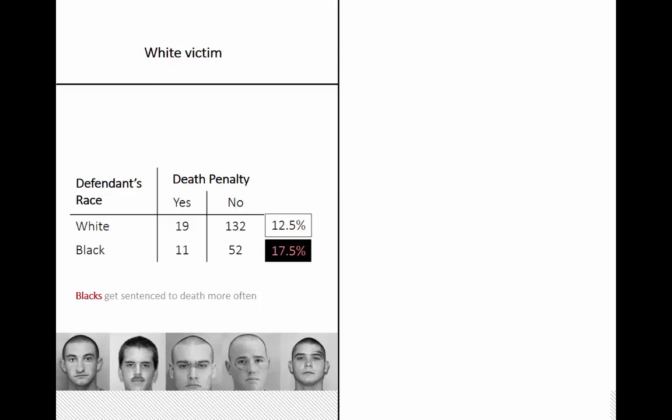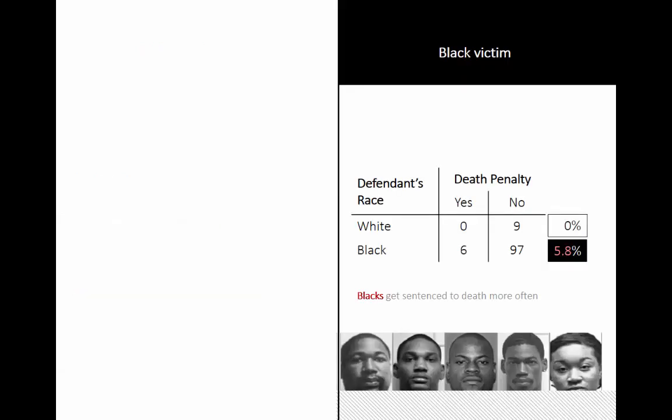When we now look at the data, you see that actually blacks get sentenced to death more often than whites. Now 70.5% of those blacks who killed a white person get sentenced to death, while only 12.5% of whites who killed a white person get sentenced to death. And now the really crazy stuff is when I look at the other subgroup, the black victims.